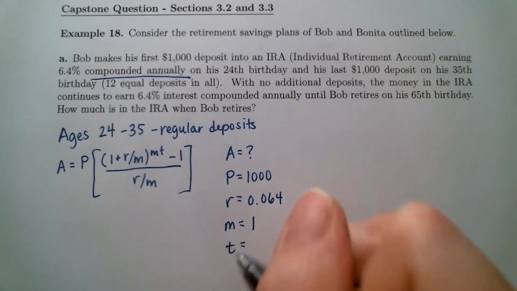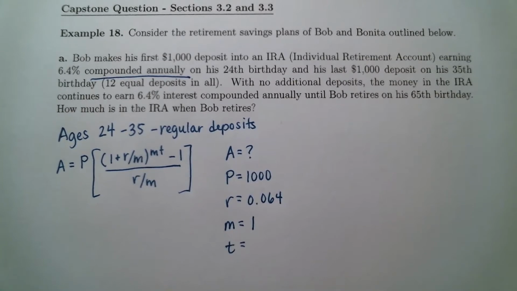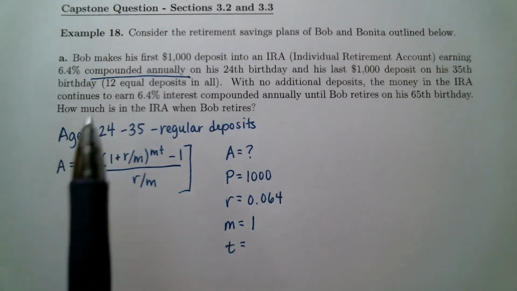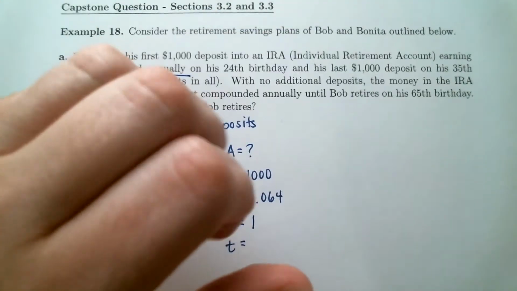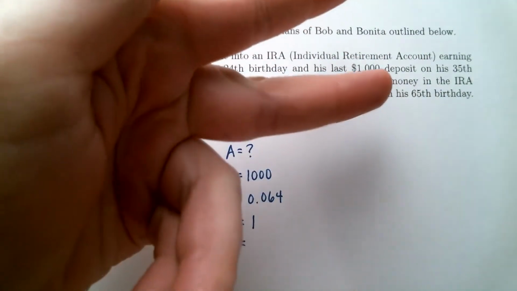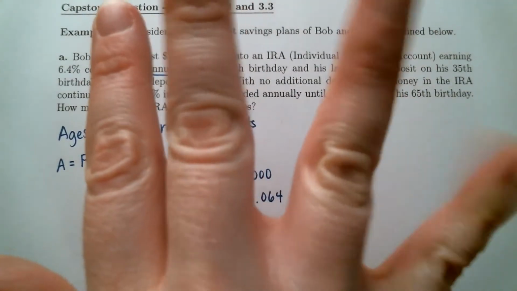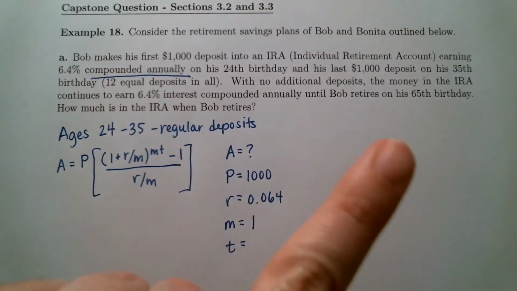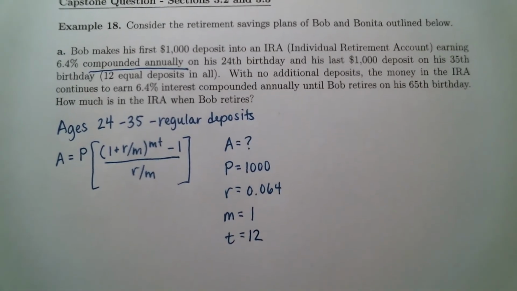Time might be a little tricky here. It says that he makes the first deposit on his 24th birthday and the last on his 35th birthday, and it tells you that it is 12 deposits in all. If you actually count, it's 24, 25, 26, 27, 28, 29, 30, 31, 32, 33, 34, 35. So it is going to be 12 years for this.